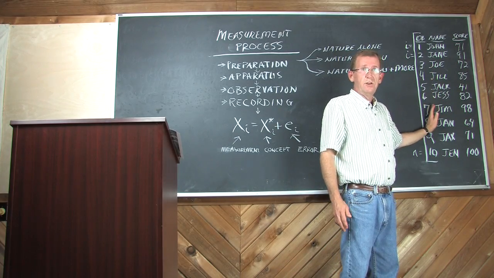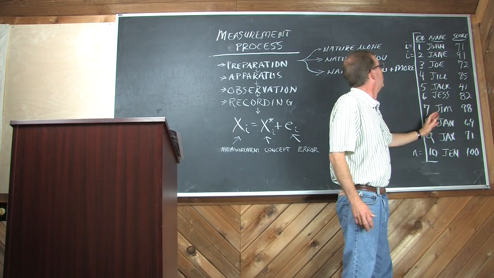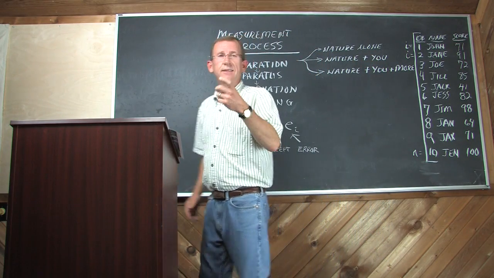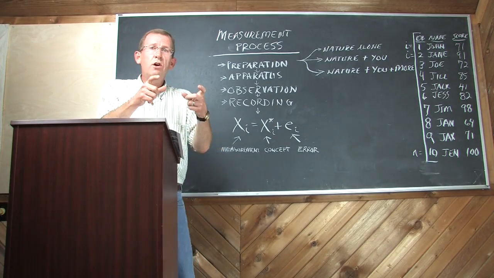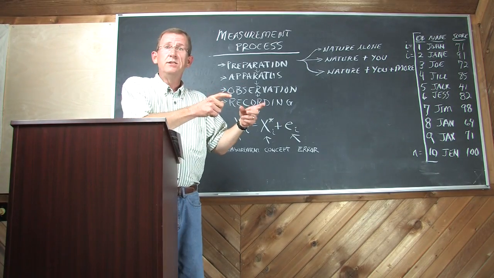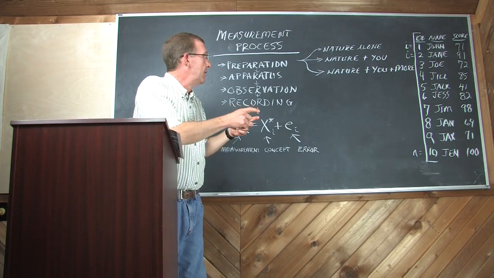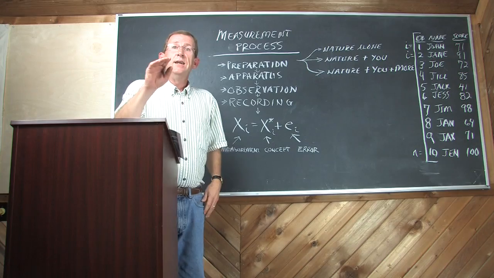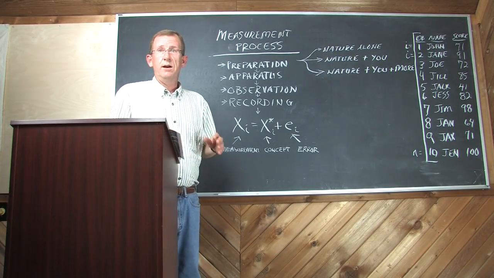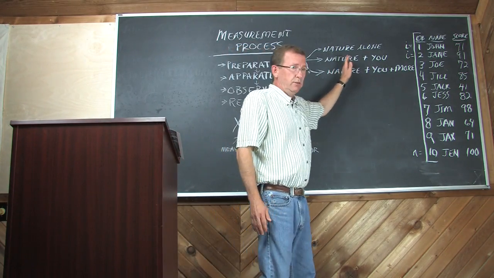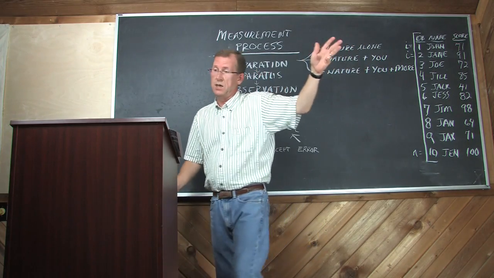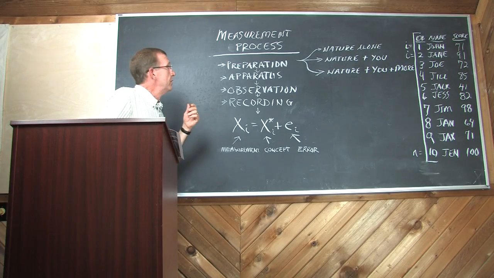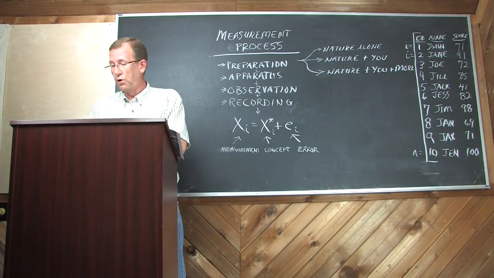Because these folks are you. John, Jane, Joe, Jill, Jack, Jess, Jim, Jan, Jax, Jen. I had nothing whatsoever to do, or no control rather, over placing you in the class in the first place. The university played a role in preparing that system. Each of you played a role in preparing that system. So that's nature, things beyond my control, plus me, or you, as a researcher. Third, there's nature plus you and much more.